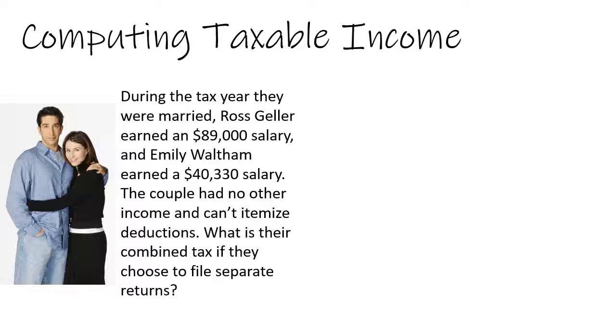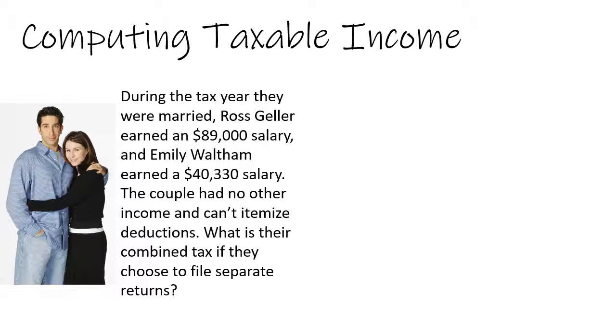Now that we understand the individual filing statuses, as well as the income tax calculation formula, we can begin to apply this by looking at that marriage penalty I mentioned earlier. To examine this, we're going to look at the income of Ross Geller and Emily Waltham, who were briefly married. Let's assume that they were actually married long enough to file an income tax return, and that they had no other income and can't itemize. What would be their combined tax if they chose to file separate returns?